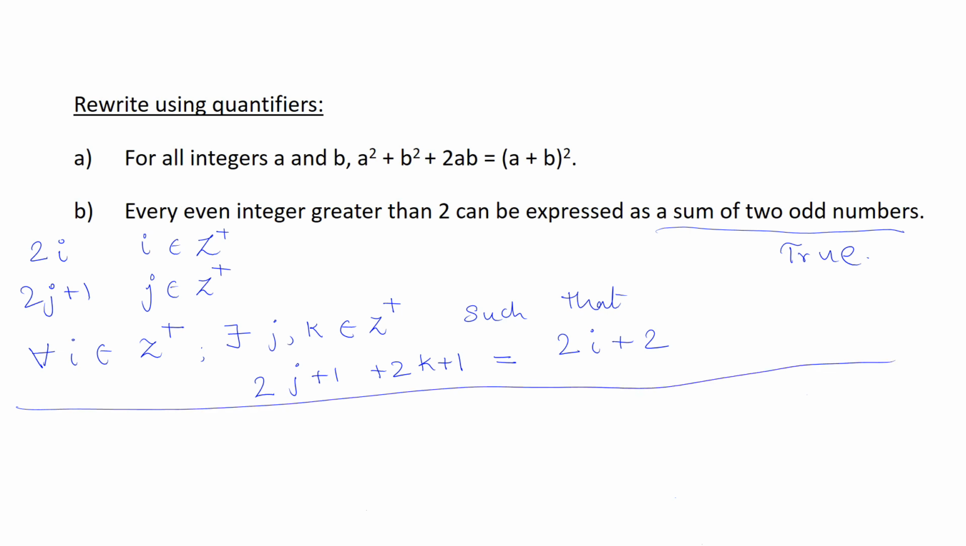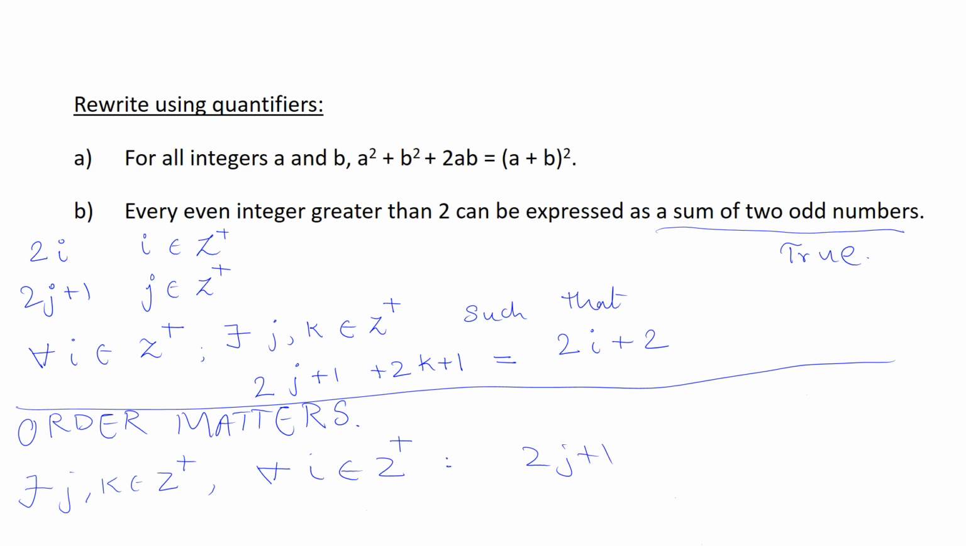Okay, one thing I'd like to point out is that when it comes to combining quantifiers, the order really matters. In particular, if in this statement over here I had put the there exists condition before the for all condition, then the statement would be something like this. I'd have said there exists j, k in Z plus such that for all i in Z plus, 2j plus 1 plus 2k plus 1 is equal to 2i plus 2. Then this statement is clearly rubbish.